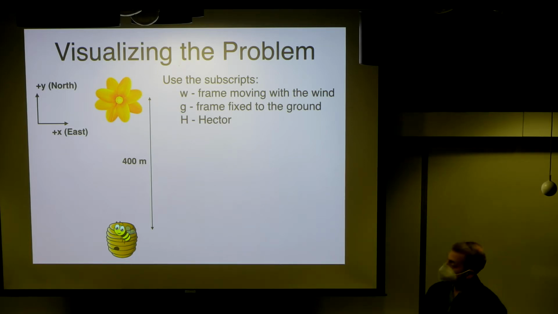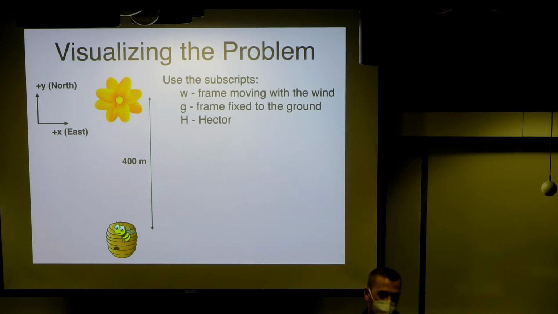And eventually, we're going to write down the relative velocity equation as it applies to this problem. So we're going to be using subscripts in our equation. Let me just show you what the subscripts will be. H, that's Hector over here. W is going to refer to a frame of reference moving with the wind. So just imagine a frame of reference being carried with whatever wind currents there are. That's frame W. And then frame G is the frame of reference fixed to the ground.